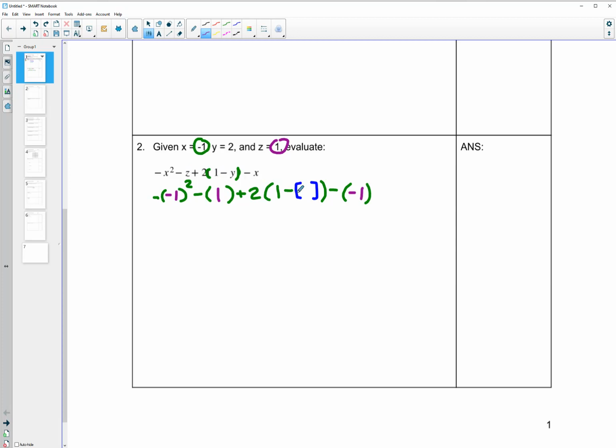That's z. And this one inside the bracket was a y. Y is the number 2. Very important to have all these parentheses. Yes, it takes longer, but it's an easy problem. We don't want to lose credit for this problem.